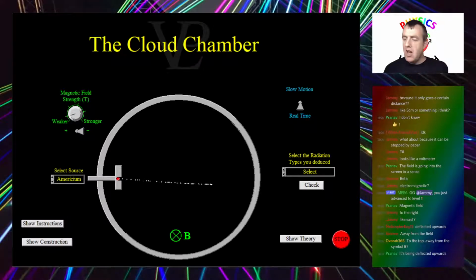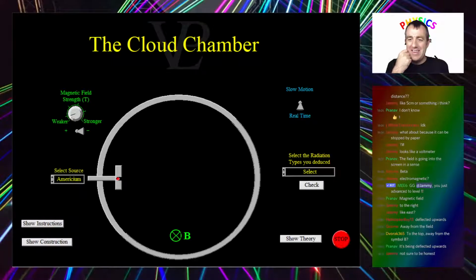Yeah, it's being deflected upwards, Pranav. If this was an alpha particle, which it's supposed to be, which direction is it supposed to be deflected? It's supposed to be deflected downwards. So I'm afraid, with all respect to Dr. John Nunn, who's created a suite of simulations that are fantastic, but I'm afraid everyone does make mistakes. And on this occasion, I think John Nunn has made a mistake.